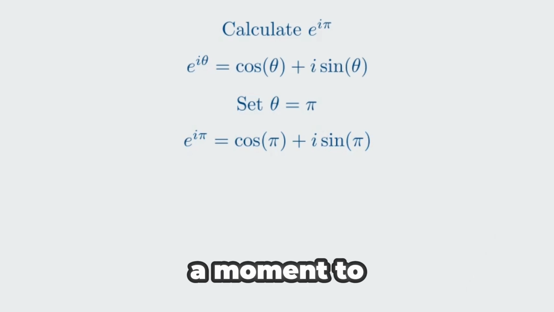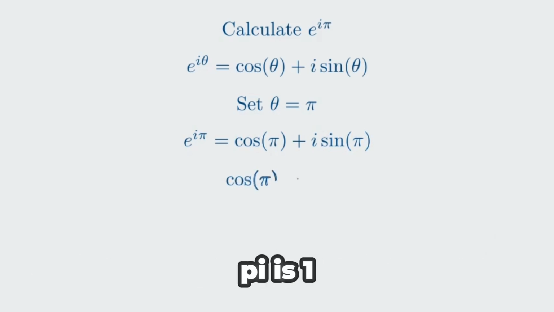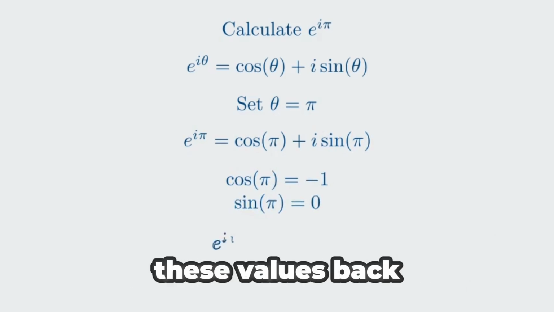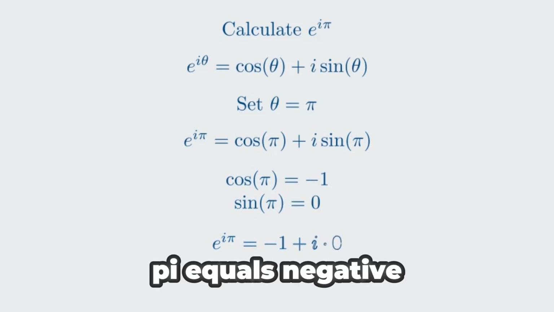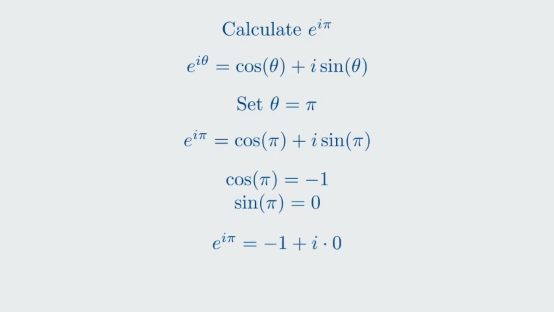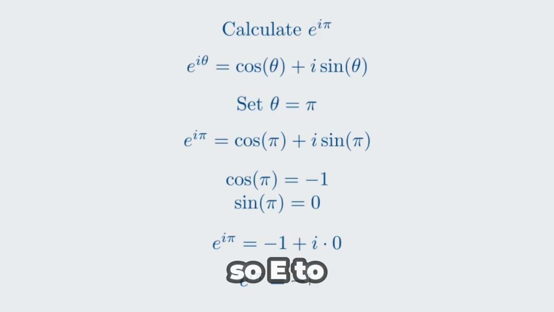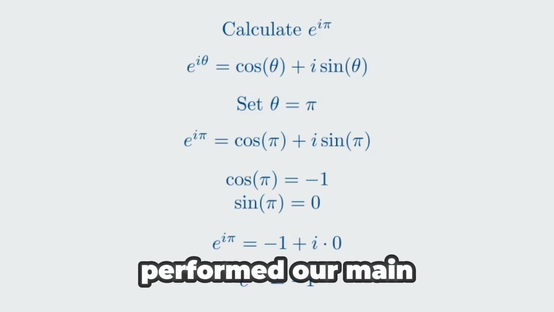Now let's take a moment to recall the values of these trigonometric functions. The cosine of pi is -1 and the sine of pi is 0. Now we substitute these values back into our equation. This gives us e to the i pi equals -1 plus i times 0. And simplifying, anything multiplied by 0 is 0. So e to the i pi equals -1. We have just performed our main calculation.